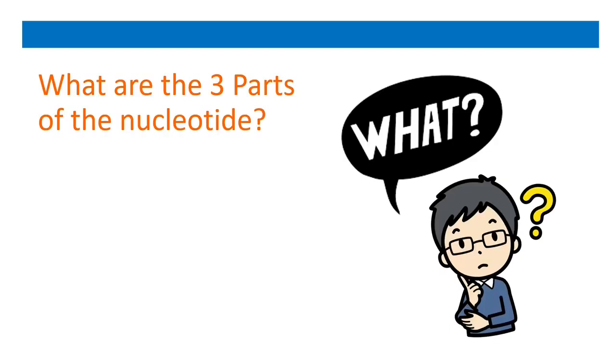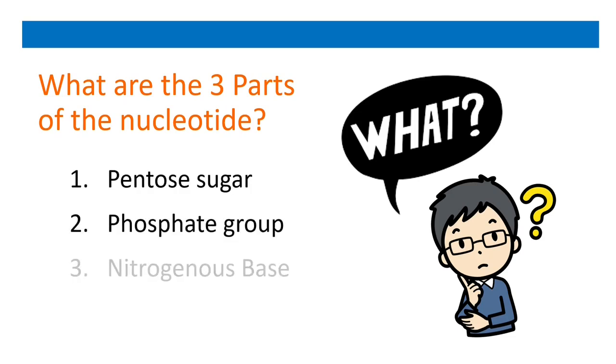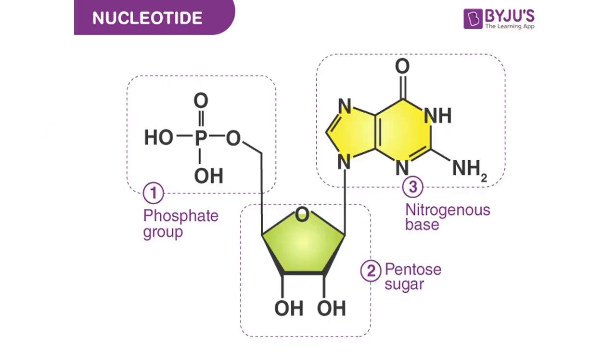Okay, another important thing you have to remember, we're going now to the structures. What are the three parts of the nucleotide? Just remember three parts: the pentose sugar, the phosphate group, and the nitrogenous base. PPN, pentose sugar, phosphate group, and the nitrogenous base. So take note that these are the three important parts of the nucleotide.